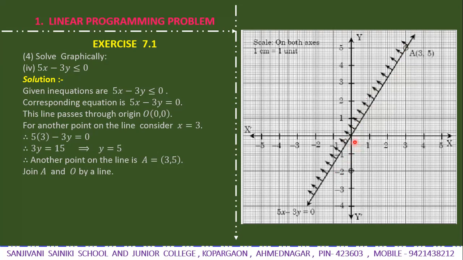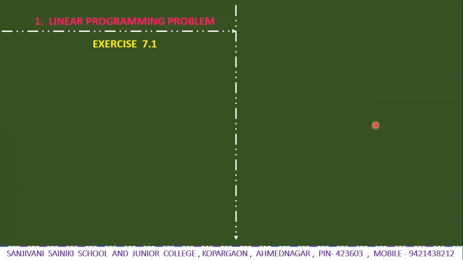So now decide the region, whether it lies above this side or this side. For that, you may take any point from this side or this side. You may choose (1, 0) as the point. So if I put (1, 0), 5 times 1 is 5, 3 times 0 is 0, so 5 minus 0 is 5, and 5 is less than or equal to 0, which is wrong. So this point doesn't belong to the solution set. So the other part will be the solution set. So the solution set consists of the half plane as shown.